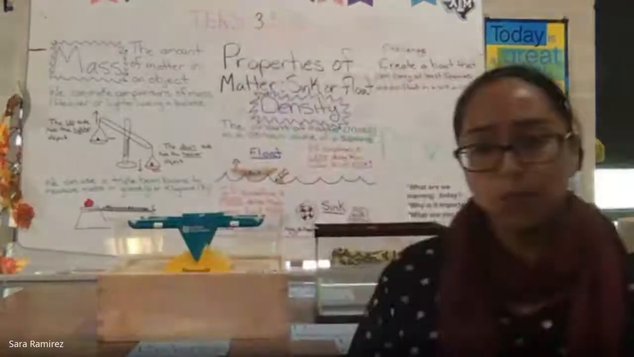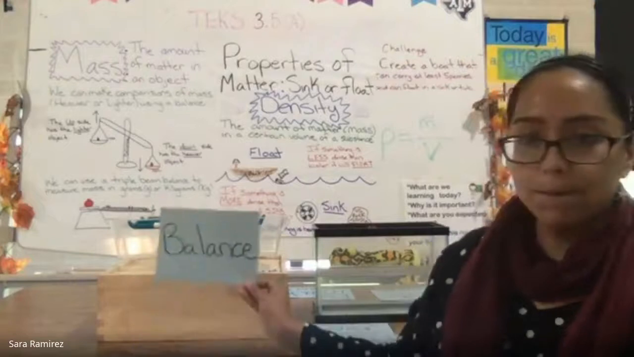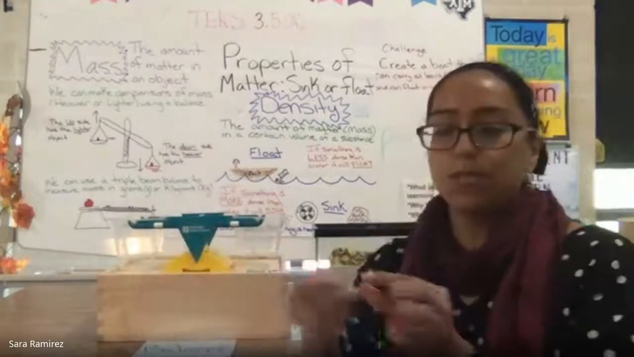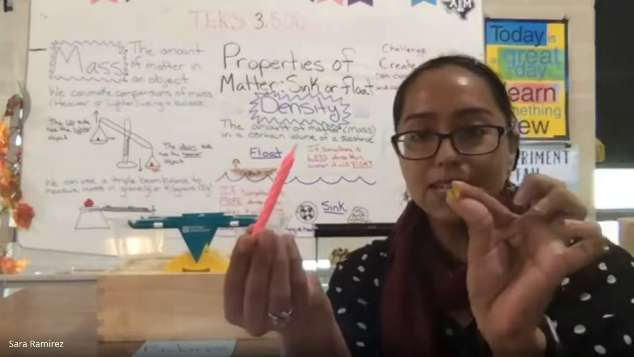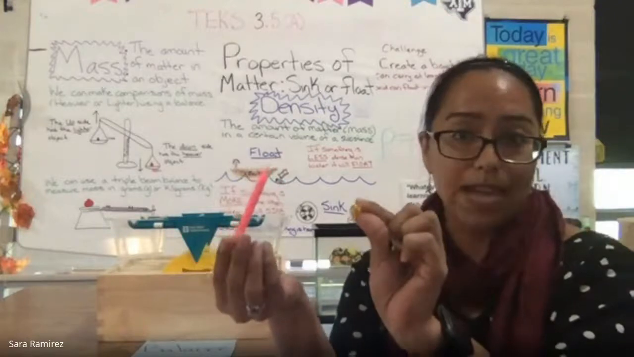And usually, or probably in previous grades, you probably compared masses of objects using a simple tool called a pan balance. So we're going to compare the masses of these two objects. We have a little bead and a candle. Go ahead and make a prediction. Which one do you think has more mass and why?